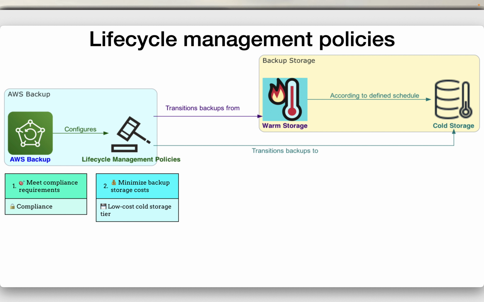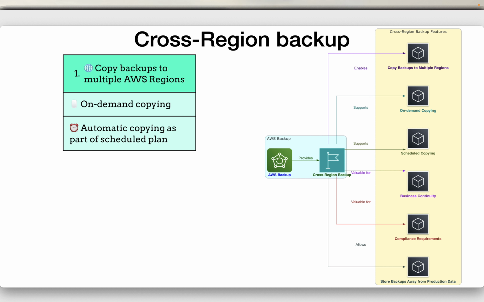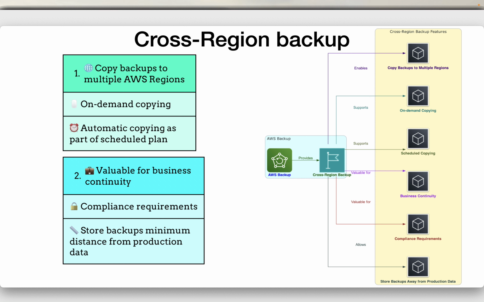Next is lifecycle management policies. AWS Backup enables you to meet compliance requirements while minimizing backup storage cost by storing backups in a low-cost cold storage tier. You can configure lifecycle policies that automatically transition backups from warm storage to cold storage according to a schedule that you define. Next is cross-region backup. Using AWS Backup, you can copy backups to multiple different AWS regions on demand or automatically as part of a scheduled backup plan. Cross-region backup is particularly valuable if you have business continuity or compliance requirements to store backups a minimum distance away from your production data.